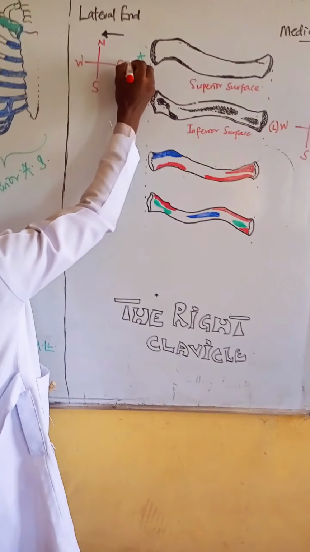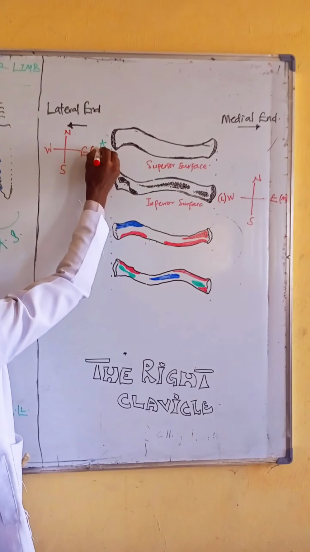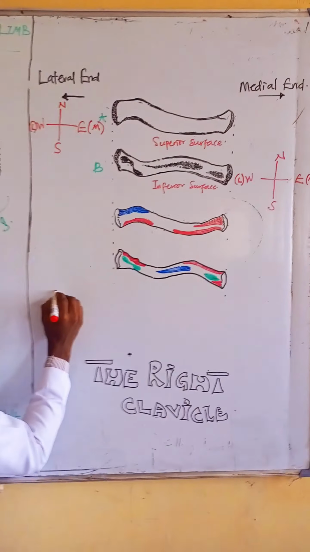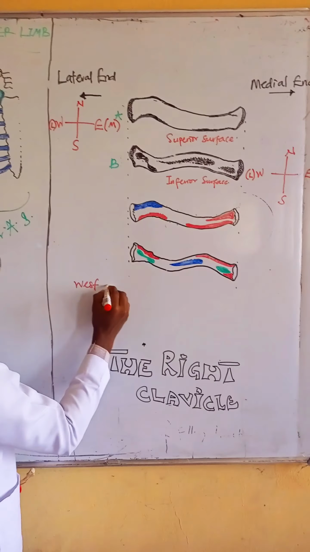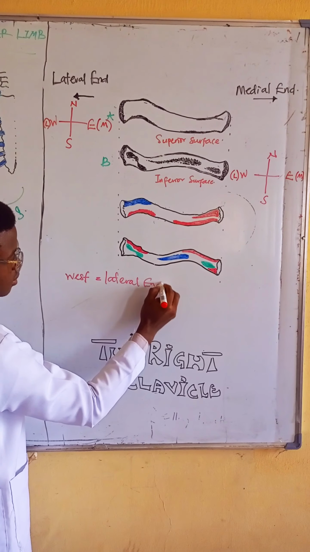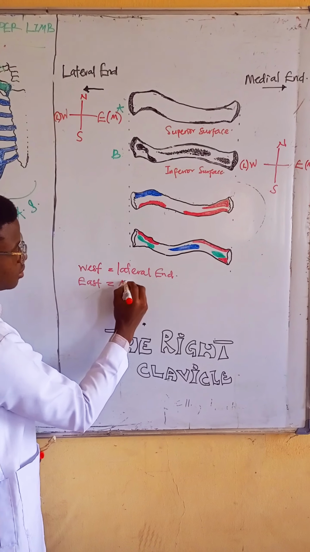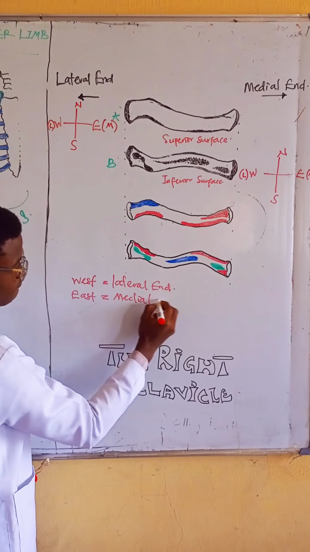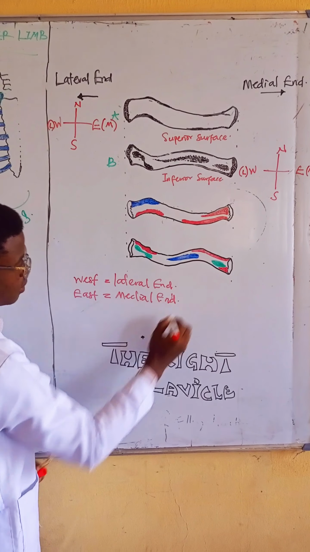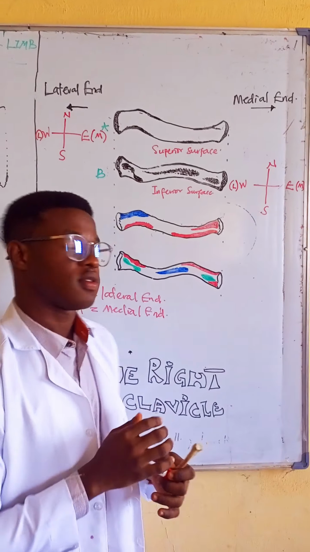The same thing is applicable to this other cardinal point here. Here we'll be having M and here L. So let me just write it down here. West is equals to the lateral end. East is equals to the medial end. Now let's see what north and south is referring to.